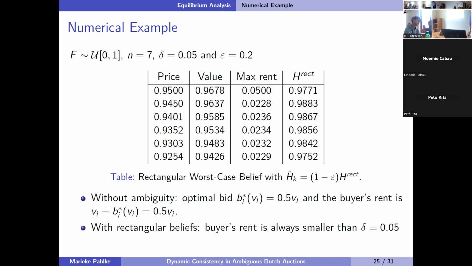Are these prices optimal for the seller? I don't know. It's just one price sequence.